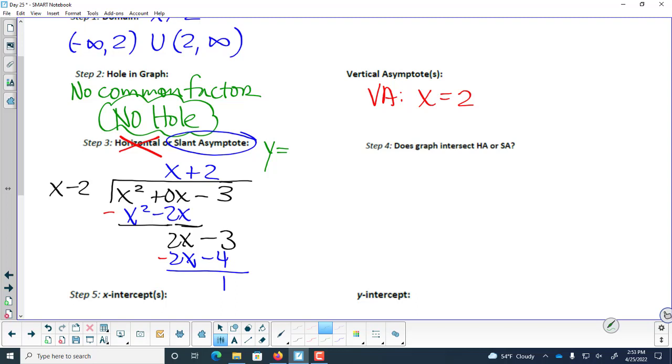So what's our slant asymptote going to be? y equals x plus 2. And you should have gotten a remainder of 1. The remainder is important if you're using it to decide if the graph crosses. Some people ask, who cares if the remainder is wrong if the rest is right? Well, that's okay unless you need it for something.